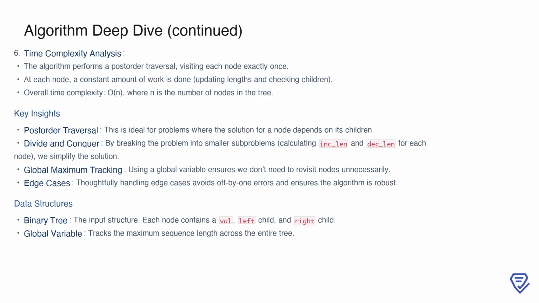Several key insights help us achieve this result. Postorder traversal is ideal because it ensures that we have the necessary information from a node's children before processing the node itself. By dividing the problem into the smaller tasks of calculating inc_len and dec_len for each node, we simplify the overall solution.